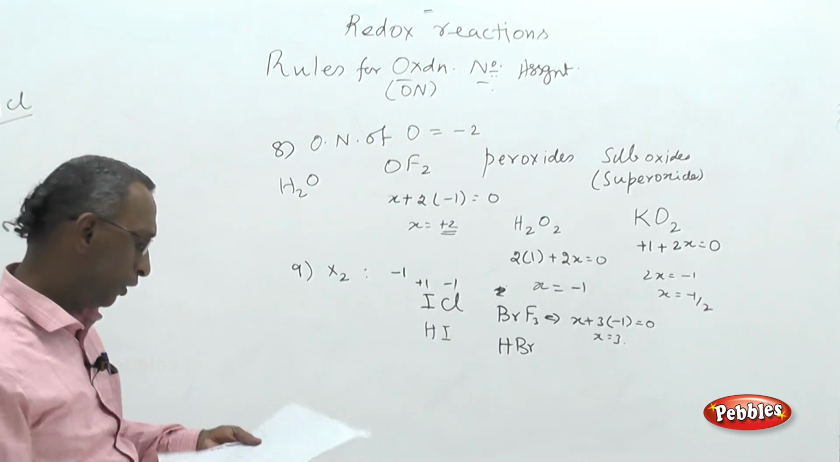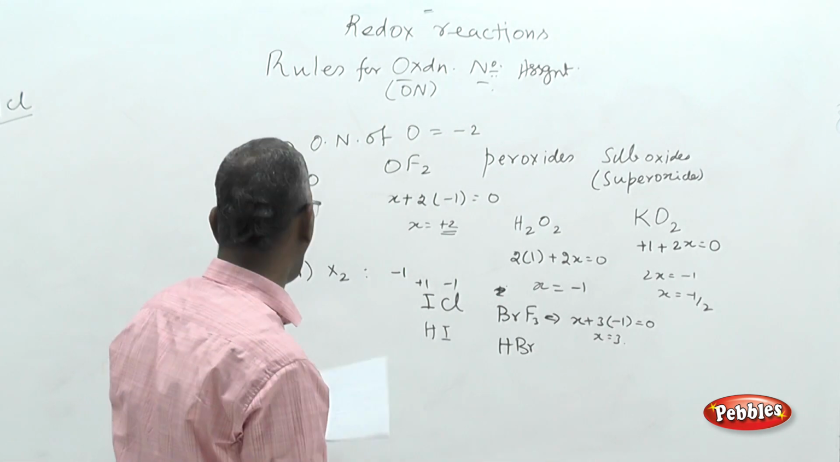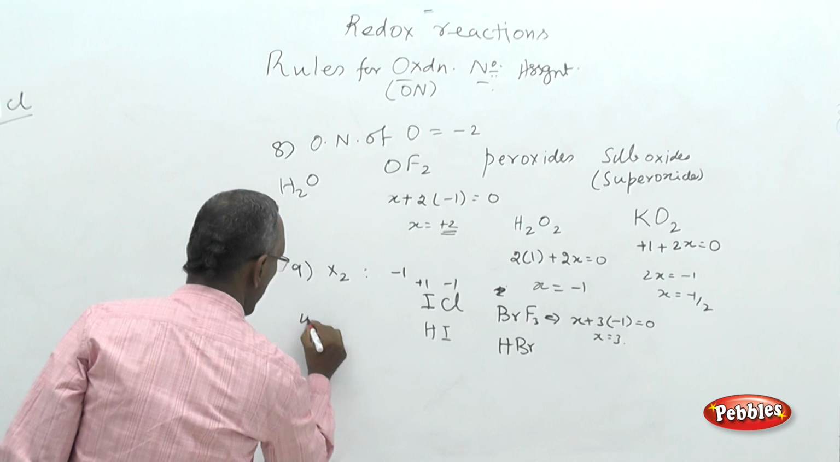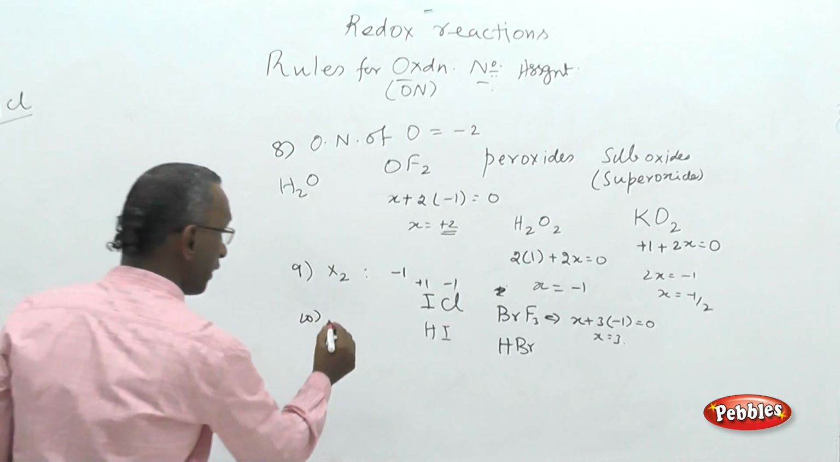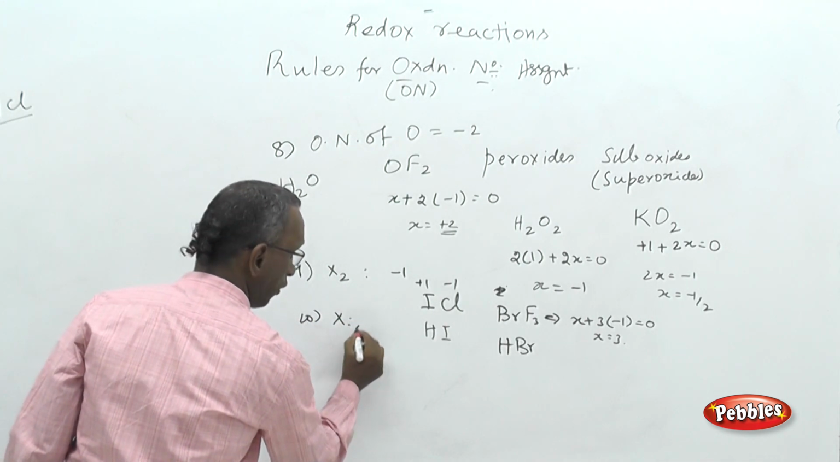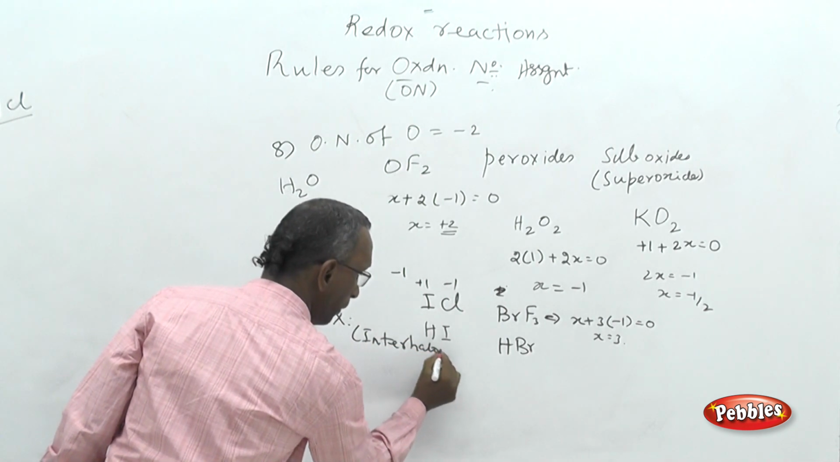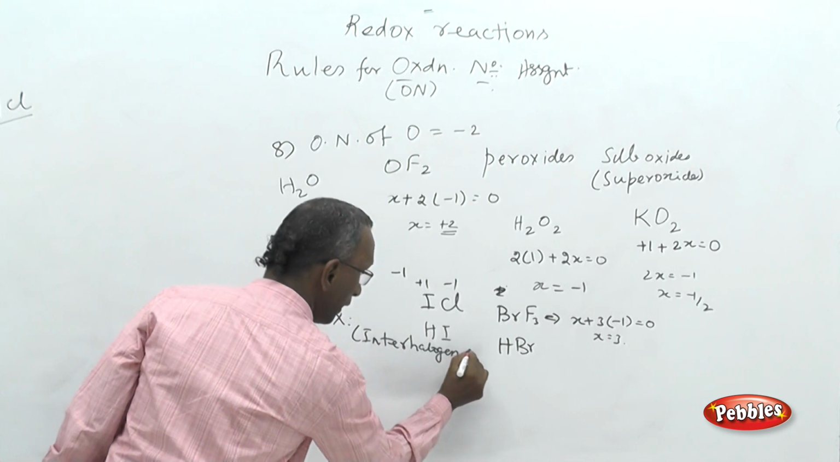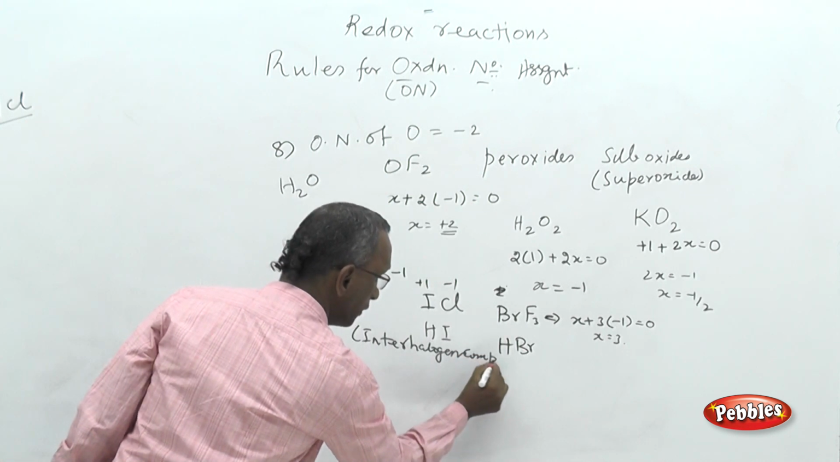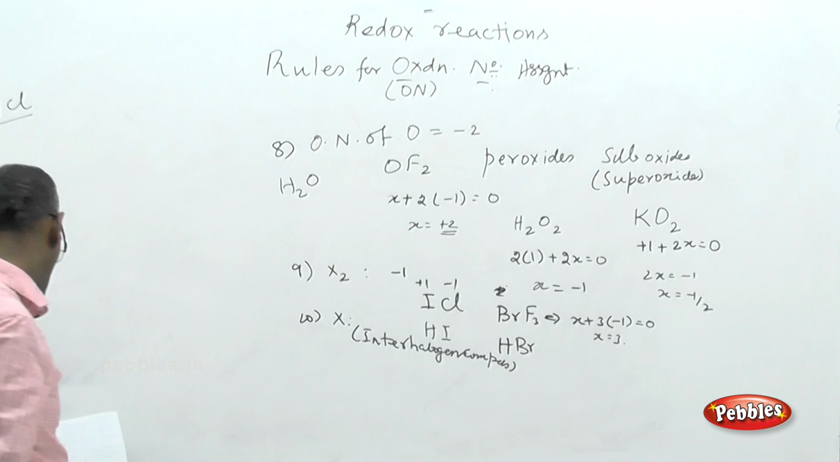So only in interhalogen compounds does it vary. These two are given as a combined rule: the oxidation state of halogen in interhalogen compounds. Interhalogen compounds are compounds between two halogens. So interhalogens, or interhalogen compounds. That is to be noted.